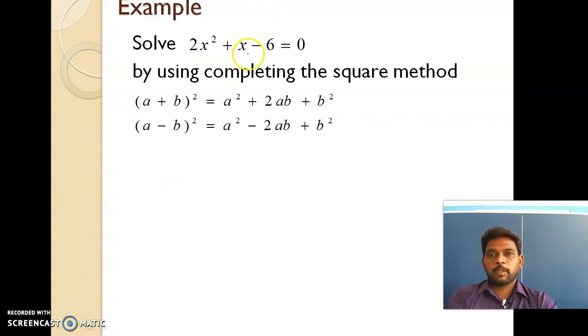So look at the next one. This is also a quadratic equation. We are going to solve this using the completing the square method only. And look at the coefficient of x here. The coefficient of x is nothing but plus 1. So the sign is positive, so you can use the first formula. But here minus is there.